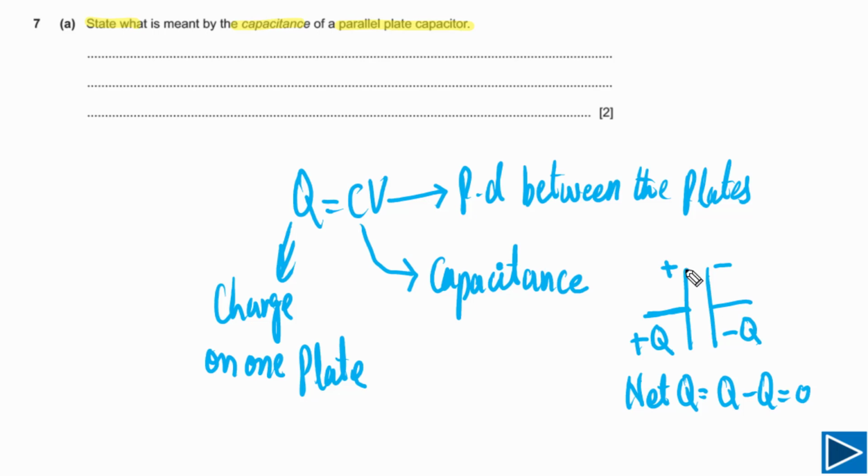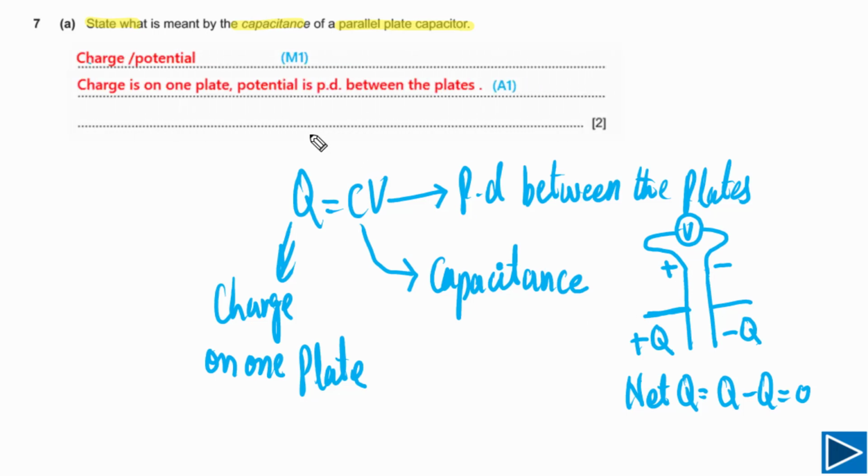Now what does it mean by the potential difference? Potential difference simply means the potential difference between these two plates, and you can find out this potential difference by simply connecting a voltmeter across these two plates, or simply between these two plates. This is what you need to understand about capacitance.